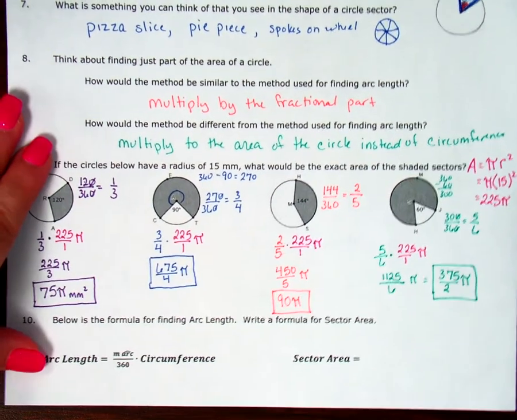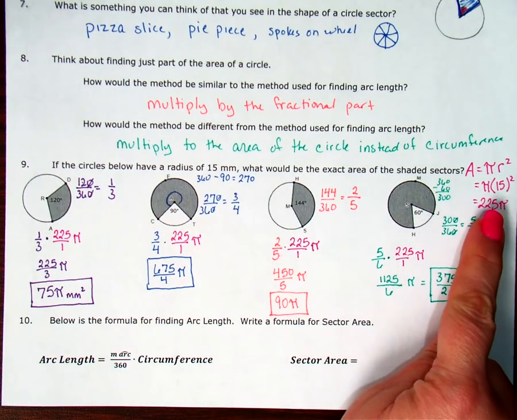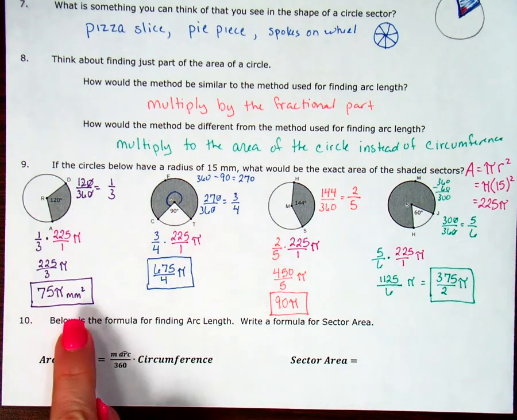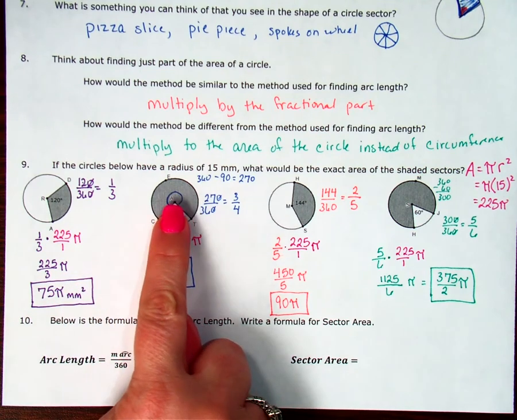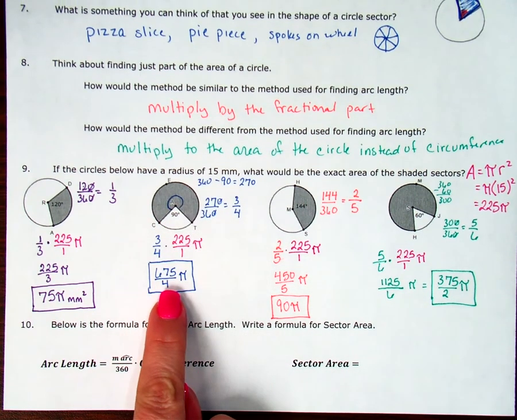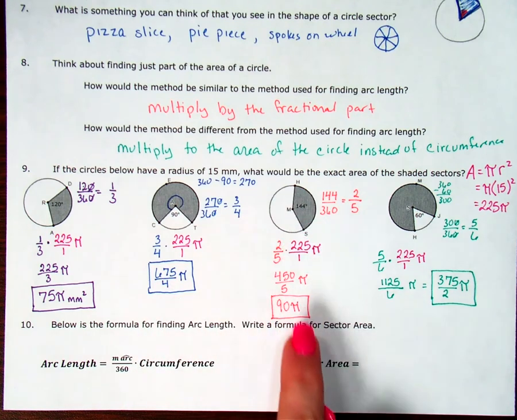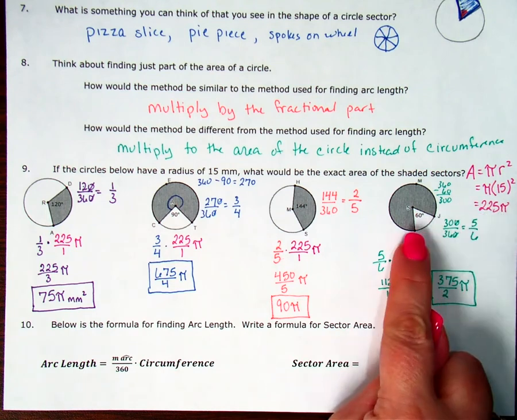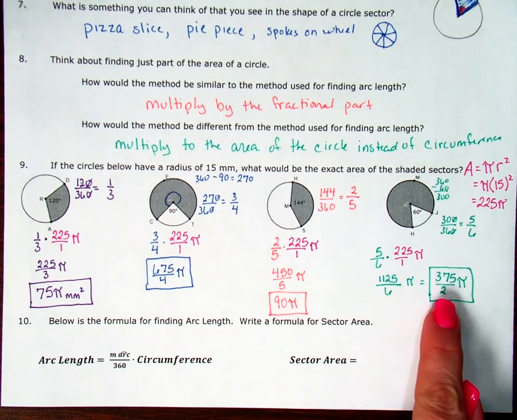So all of those circles have a total area of 225 pi. If I go 120 degrees around the circle, it's only 75 pi. If I go 270 degrees, it's 675 divided by 4 pi. If I go 144 degrees, that's only 90 pi out of my 225 pi. And if I go almost all the way around, if I go 300 degrees around my circle, it's 375 divided by 2 pi.